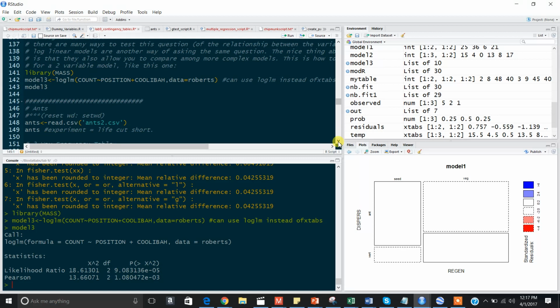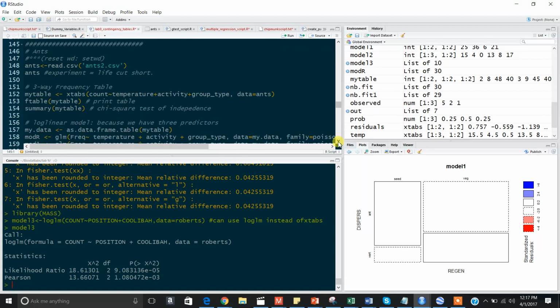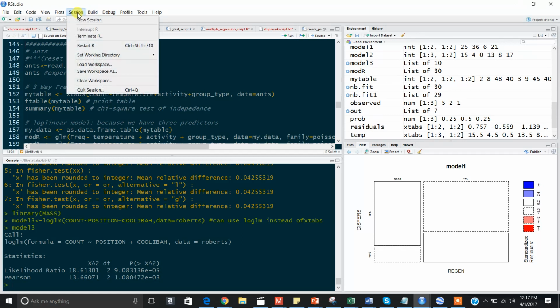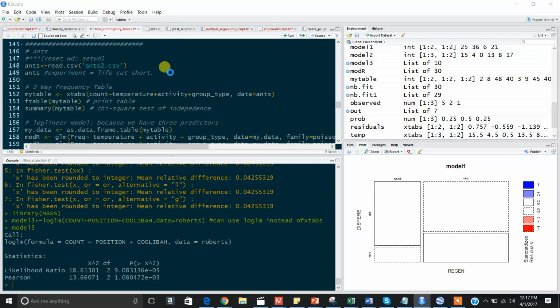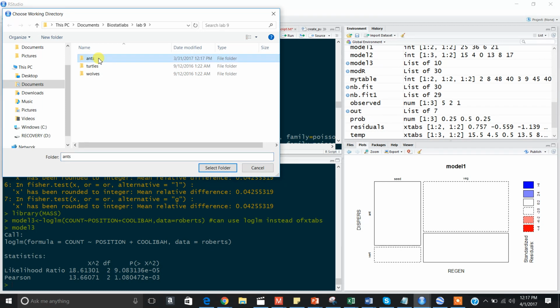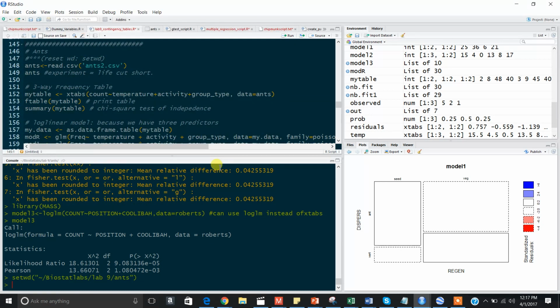So let's try one where we have three predictors. I actually have to reset my working directory for this because I have it saved somewhere else. I had a little reminder from myself. Okay, so we're going to run this ants data set.